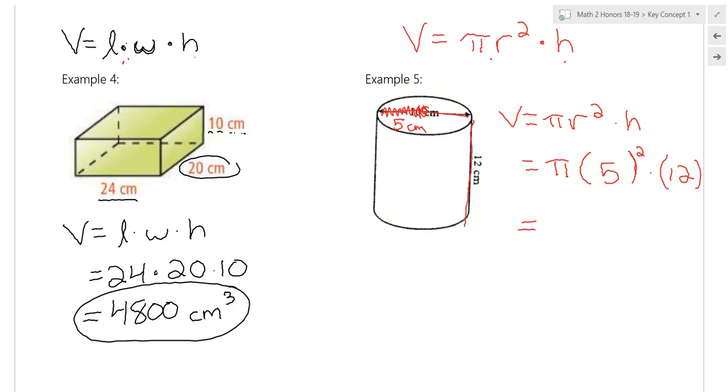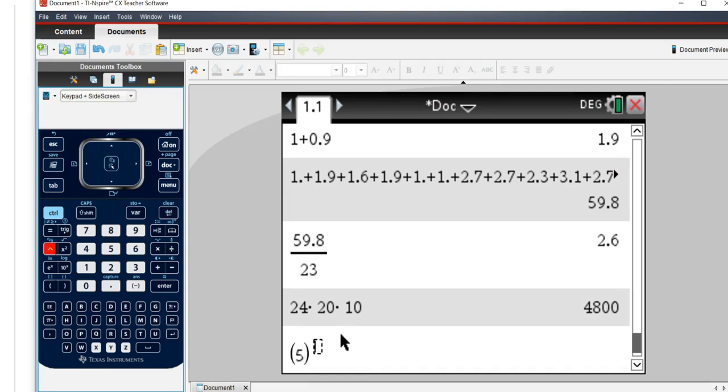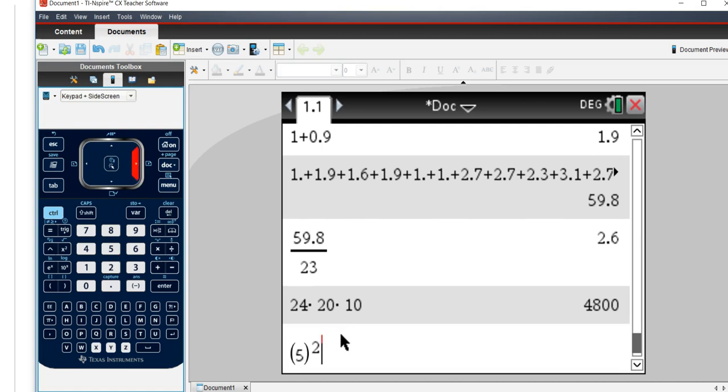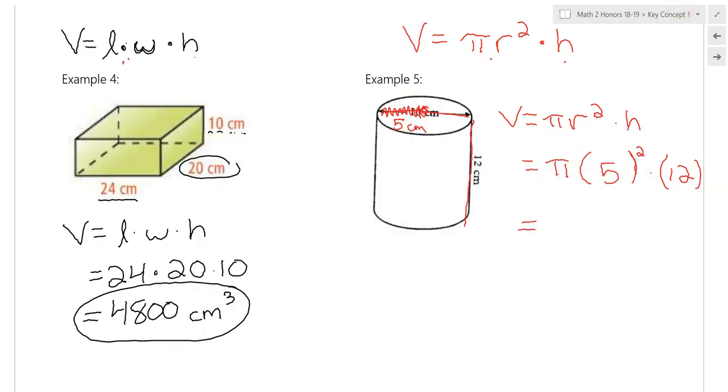Now for this, I can type everything in my calculator except the pi. So I'm doing 5 squared times 12. I get 300. 300, my pi comes down, and we're in centimeters, so again, this is centimeters cubed.